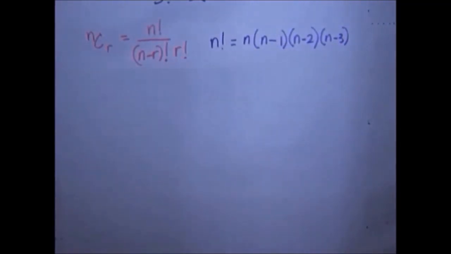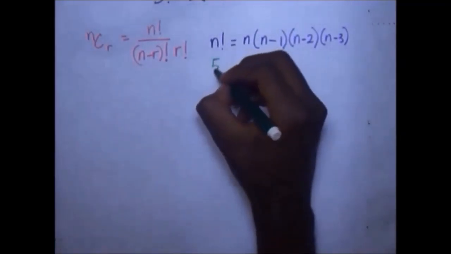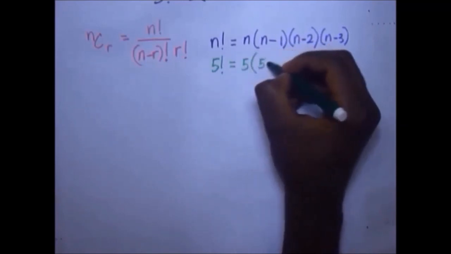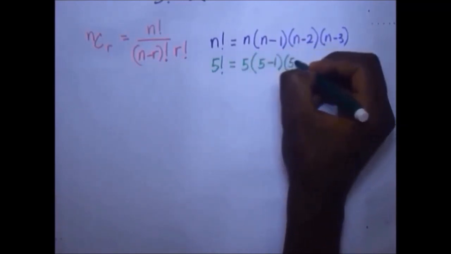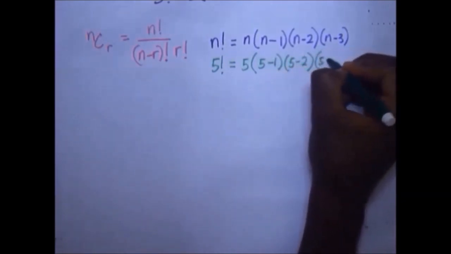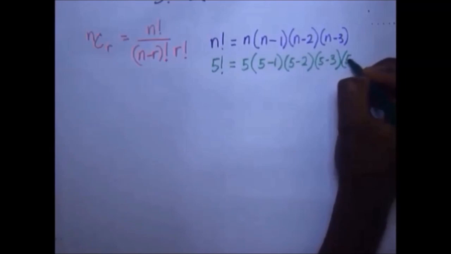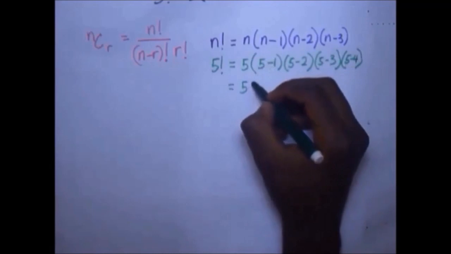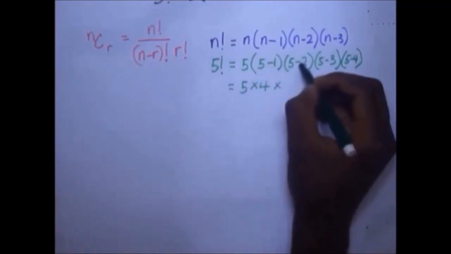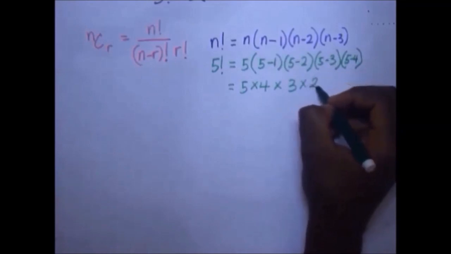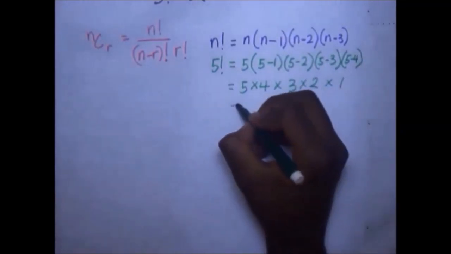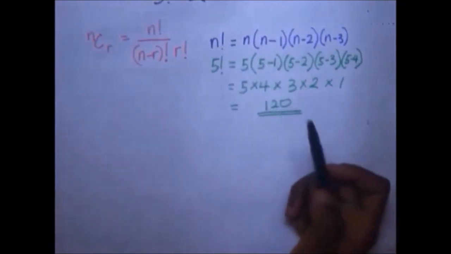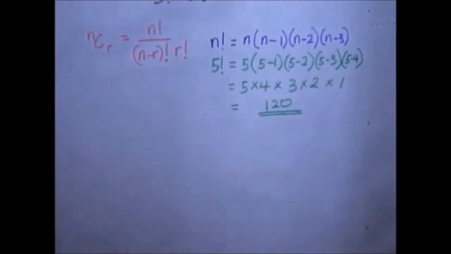Let's take a brief example here. For example, what is 5 factorial? 5 factorial is the same as saying 5 times 5 minus 1 times 5 minus 2 times 5 minus 3 times 5 minus 4. So this is going to become 5 times 4 times 3 times 2 times 1, and the answer here is 120. So 5 factorial is 120. This is what I mean by n factorial, and so on.